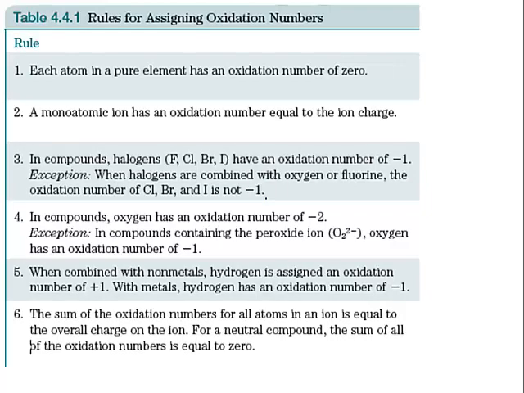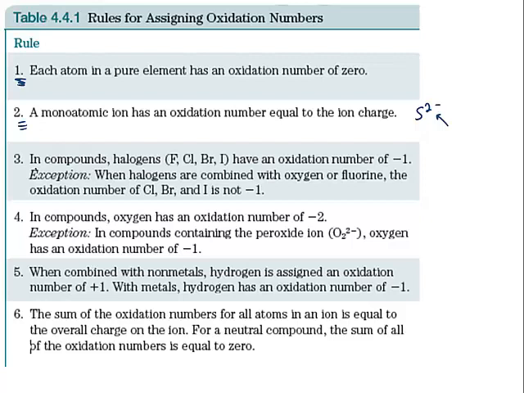The first rule is that any pure element, just an element in its natural state, will have an oxidation number of 0. All the atoms in it have an oxidation number of 0. Any monatomic ion has an oxidation number equal to its charge. So if you have, for example, sulfur 2-, its oxidation number is 2-.